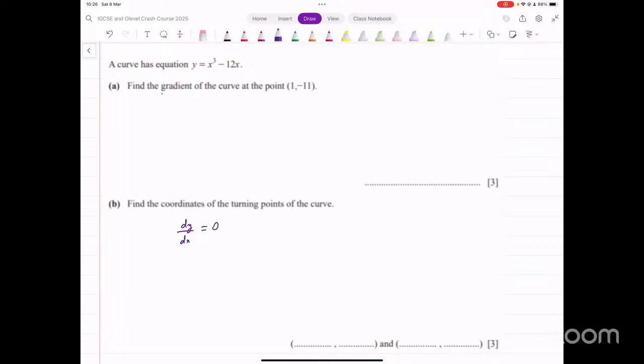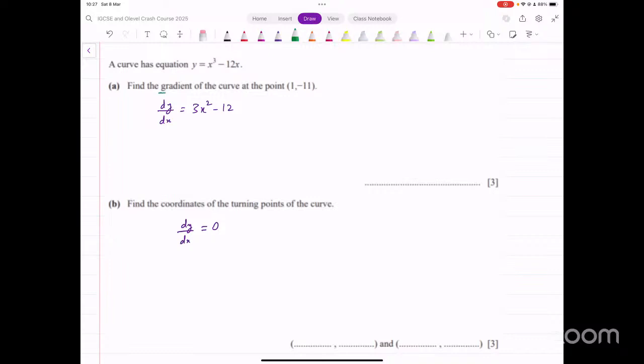It says find the gradient of the curve at this point. Now, how do you approach this question? Gradients of curves are found using the derivative. So that's the first thing you do. You find the derivative of this function. X cube: you multiply by the power, subtract 1 from the power. It becomes 3x squared minus the derivative of 12x. That's just 12.